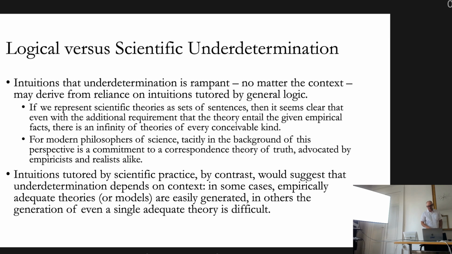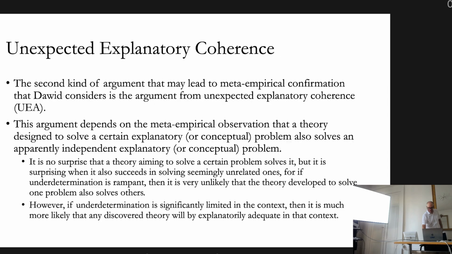I'm emphasizing this already because it connects with the role that truth plays in all of this as well. Okay, so let me move on to the second argument that Richard gives for a meta-empirical hypothesis about limitations to underdetermination. The second one he calls unexpected explanatory coherence, which for short he abbreviates as UEC. This argument depends on a different meta-empirical observation: that a theory designed to solve a certain explanatory or conceptual problem also solves an apparently independent one.